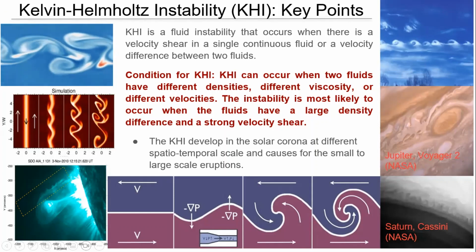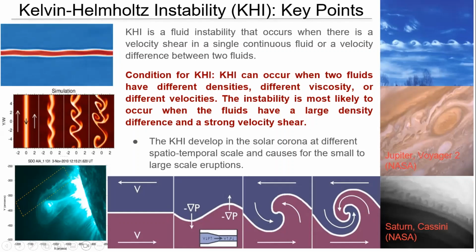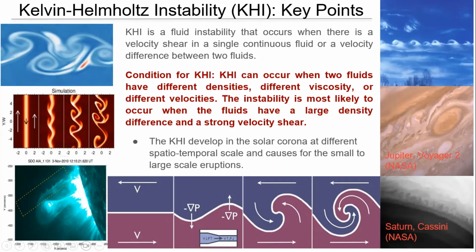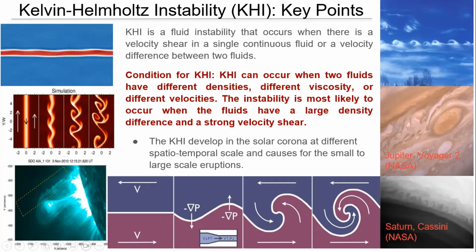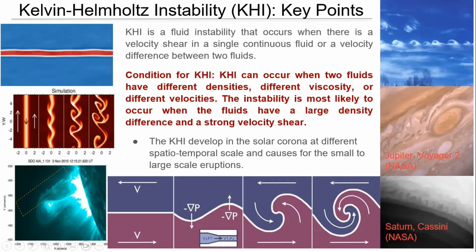This is generally vortex shaped, and it forms at the interface of erupting CMEs and coronal jets. As you can see in these figures, in this animation, two fluids are forming a vortex shaped structure. Similarly, the clouds here are also representing the KH instability. This is an example in Saturn. And here in this figure, two fluids with different velocities are producing a vortex shaped structure.